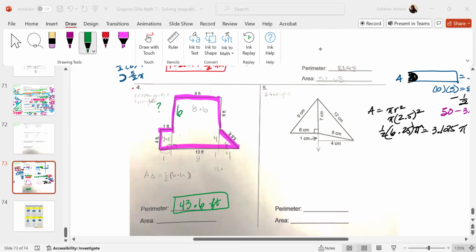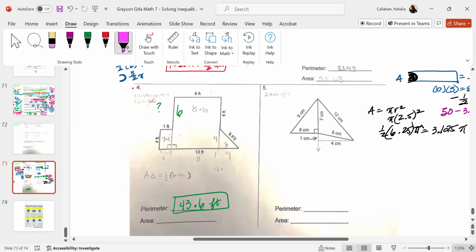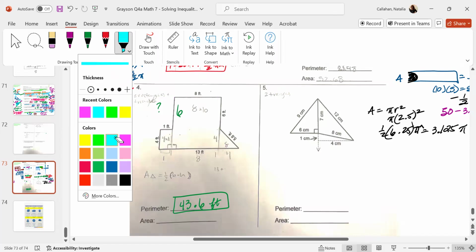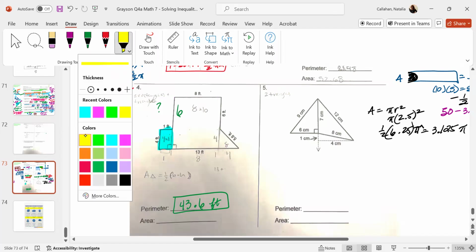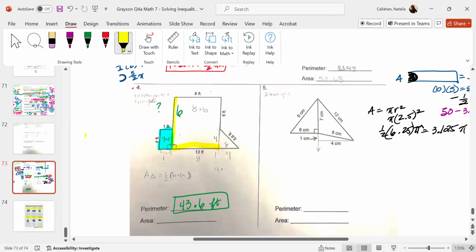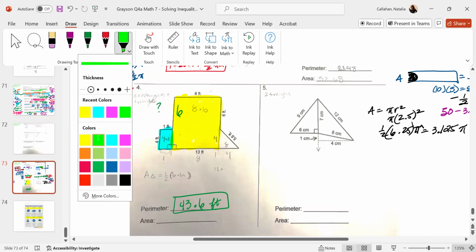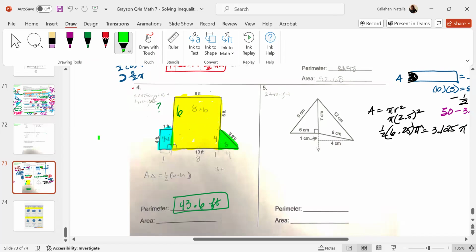Now I want you to section it off and find the area. Okay, we're going to go ahead and section this off, yes? Like with your color markers. So you do that on your own. Mine might be a little bit different than yours, and that's fine. I have this blue side right here. Then I have this big yellow rectangular looking thing right here. And then I have this green looking thing right here.